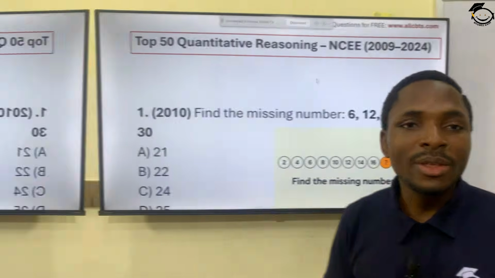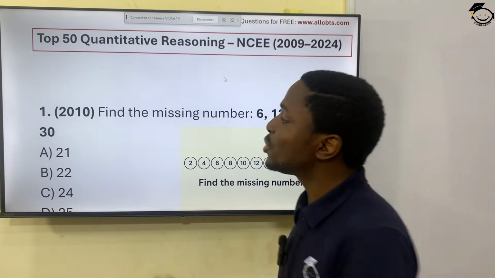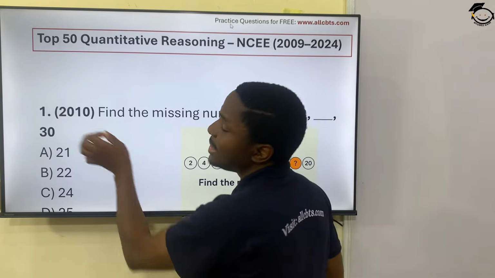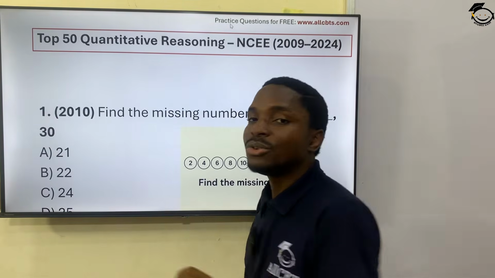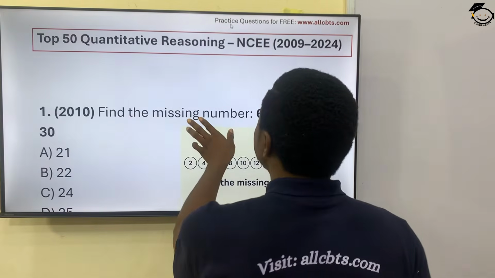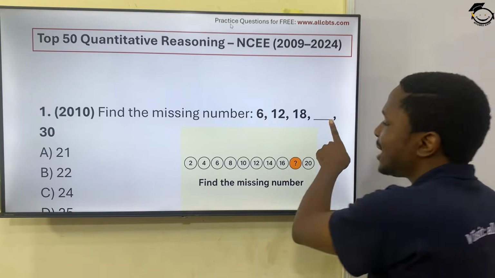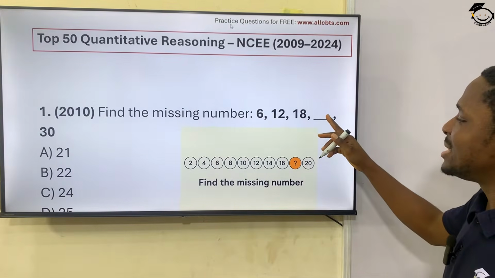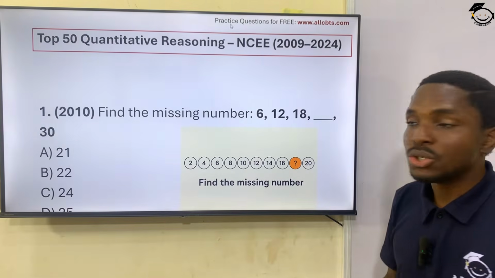Now let's begin. Question 1. Find the missing number. You would always see in my questions the year the question was taken from in front of it. So this simply tells you that the question was taken from 2010. Find the missing number. You have 6, 12, 18, dash, and then you have 30. What's the missing number here? You can see that I made a little image to explain.